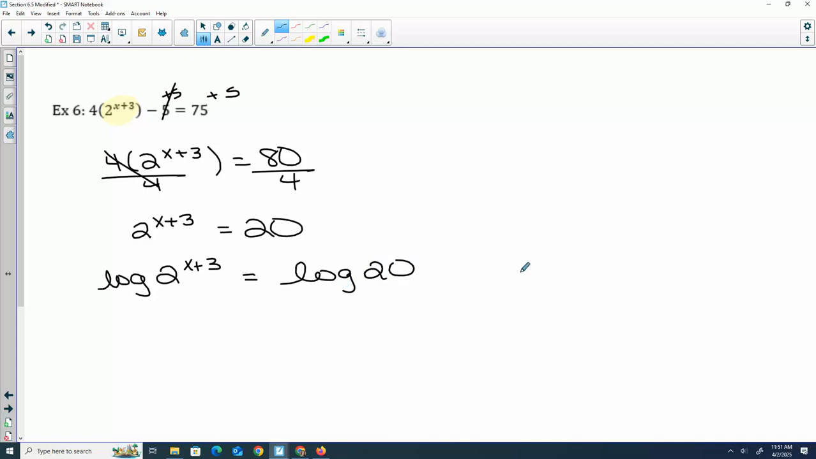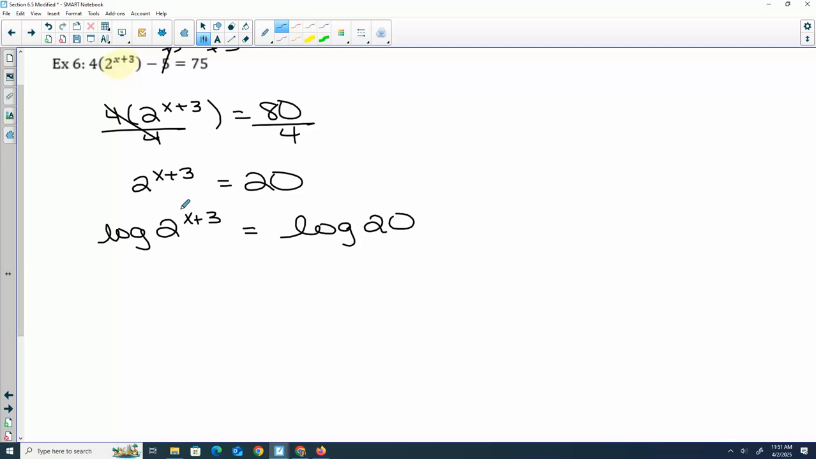So we put 1 log on each side. Move the x plus 3 in front of the log. Exponents come down. My entire exponent is x plus 3, so that all comes down. So x plus 3 times log 2.